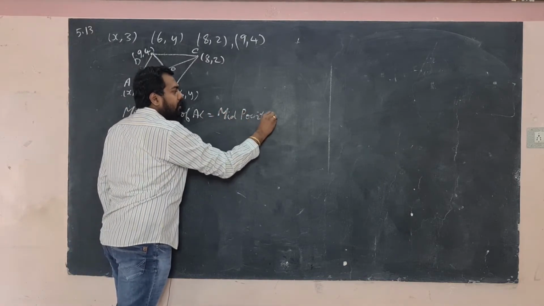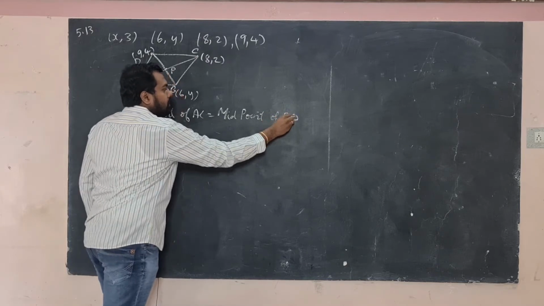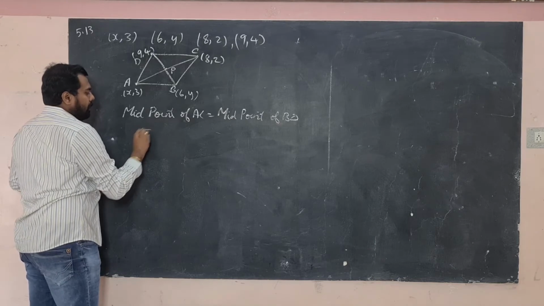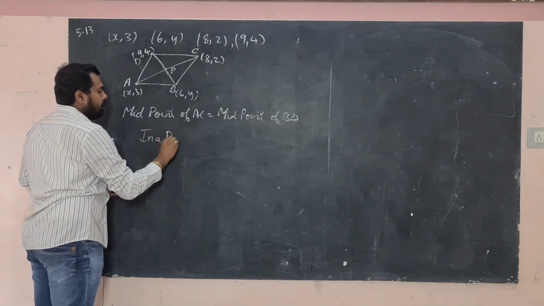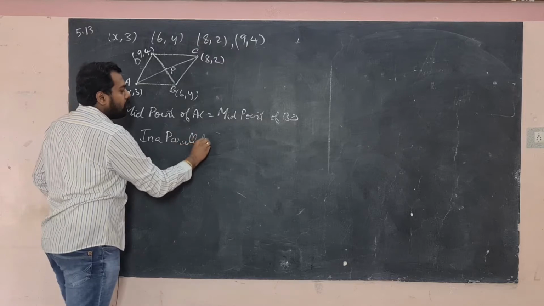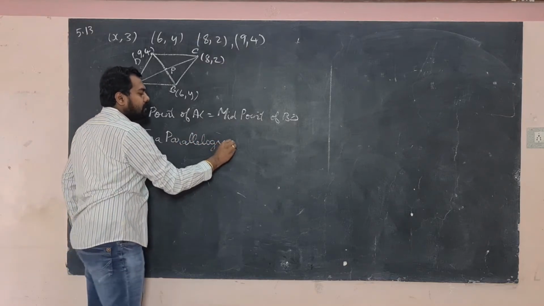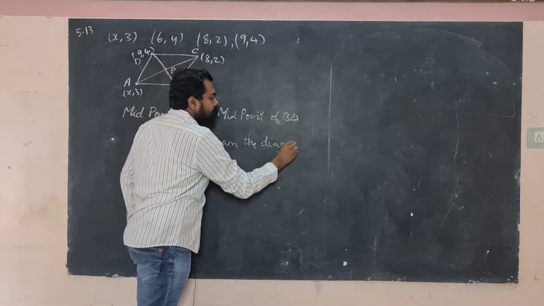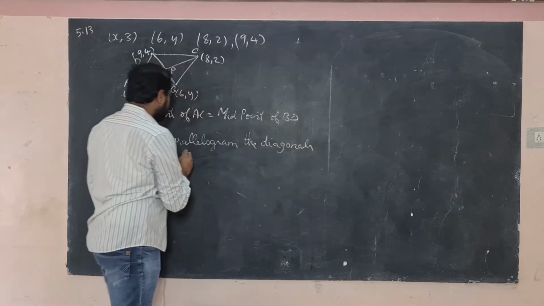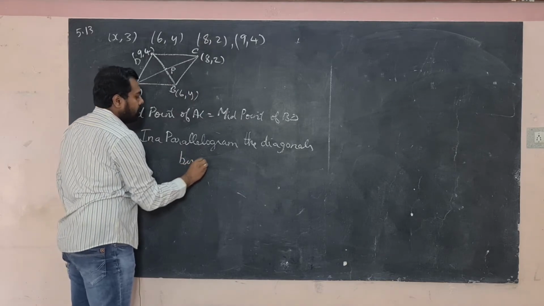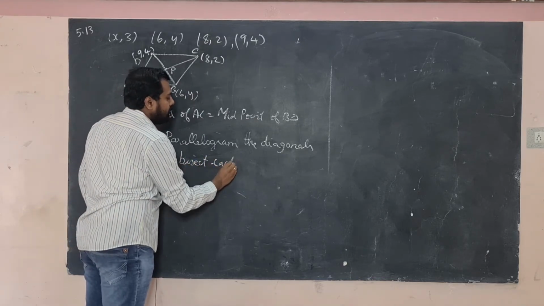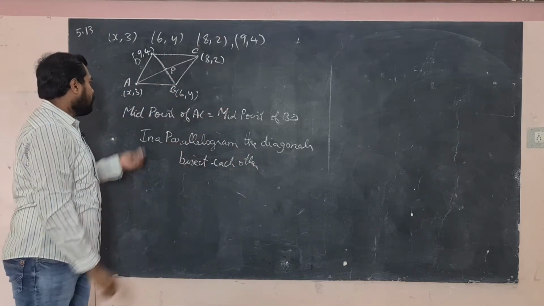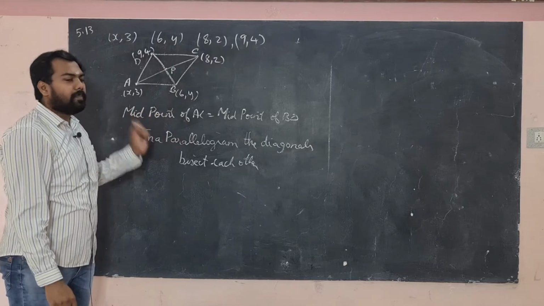Why? Because, you write, in a parallelogram the diagonals bisect each other. So this is the conclusion. What we have concluded? Midpoint of AC equal to midpoint of BD.